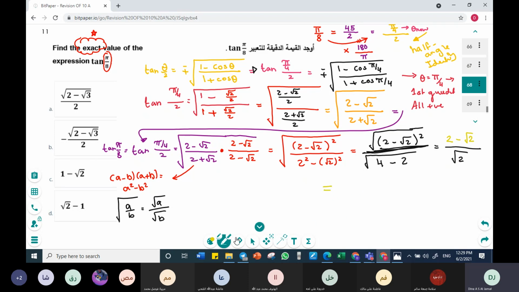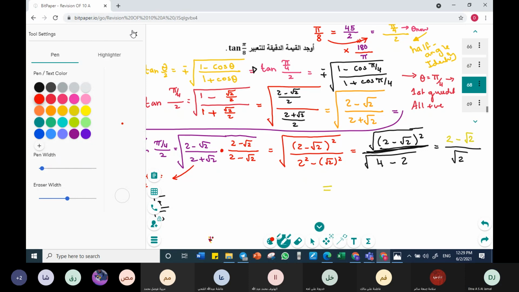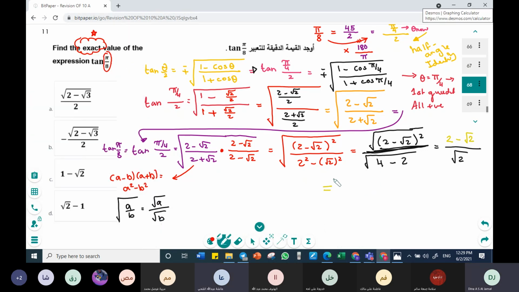2 minus square root of 2 over 2? Minus 1 plus square root of 2, which is square root of 2 minus 1, if you want to write it like this. Of course, here I can multiply also by the conjugate up and down. Square root of 2 by the radical, I mean. So another method to do this is the calculator. Okay, so here is my answer.